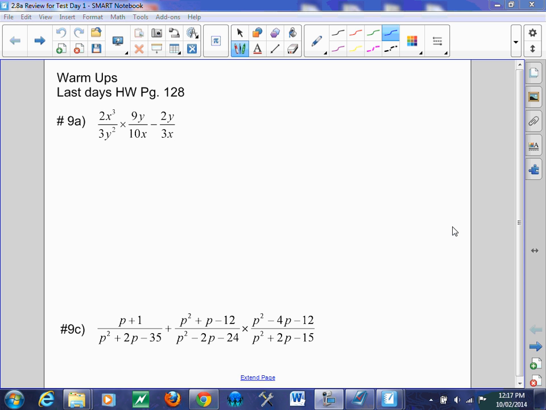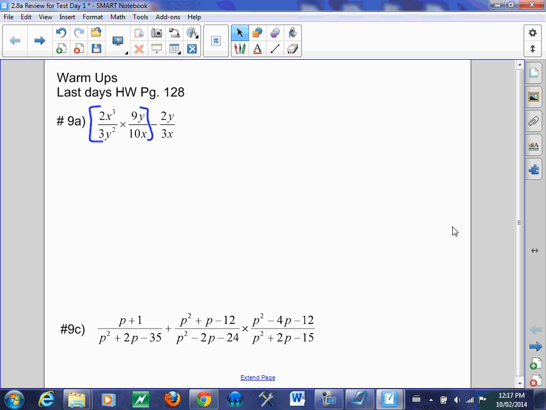So these warm-ups are from last day's homework on page 128. Okay, taking a look at 9a, ladies and gentlemen, we have to follow BEDMAS, so we have to do the multiplication first. So taking a look at that, let's see if we can simplify that out. Okay, so notice that 2 goes into 2 once, it goes into 10 5 times. I'm looking at canceling 3s, so 3 goes into 3 once, it goes into 9 3 times.